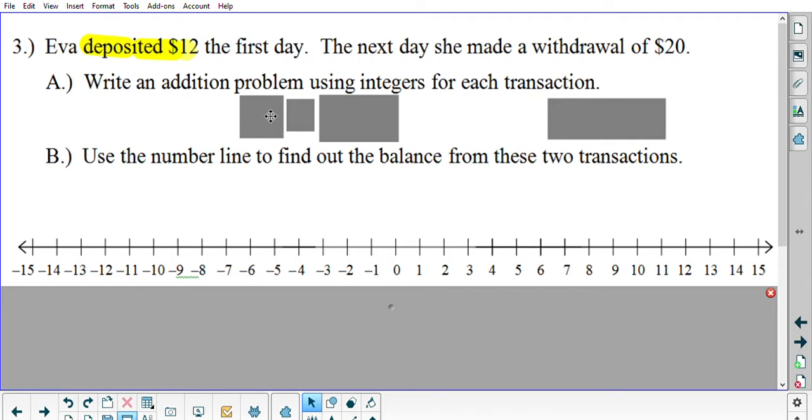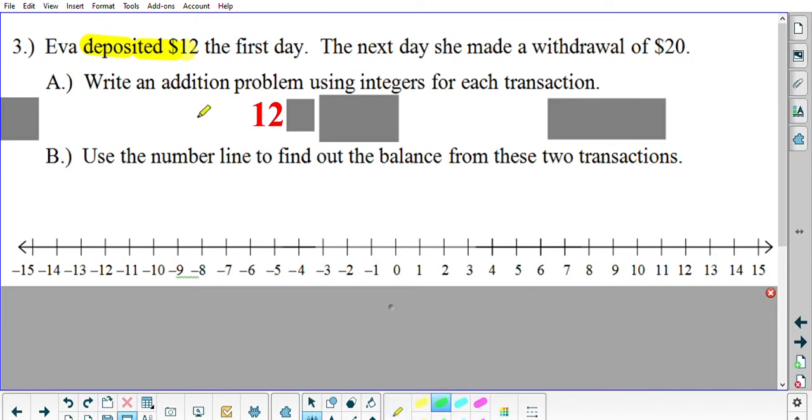Therefore, depositing $12 is a positive $12. It almost has the word positive in deposit, so that might be an easy way for you to remember that. The next day, she made a withdrawal of $20. Write an addition problem using integers for each transaction. Okay, transaction just means what's going on here, the depositing and the withdrawal, the stuff we do at the actual bank.